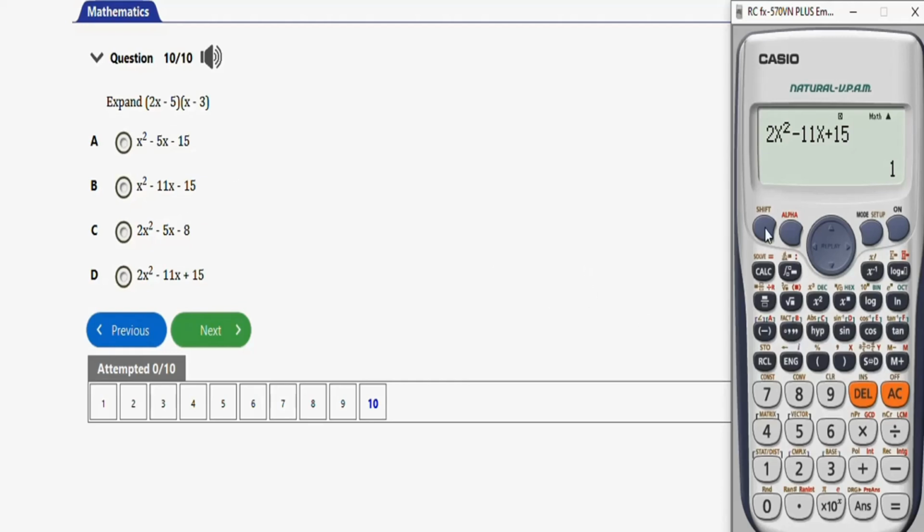Don't forget to reset this calculator. Just press shift, button 9. Put instructions, press 3, press equals and press equals again. So that's it.